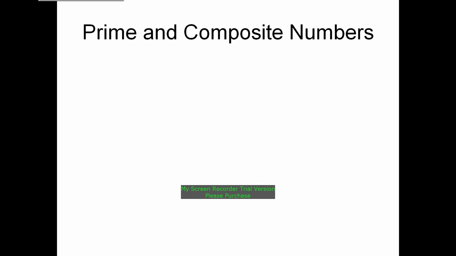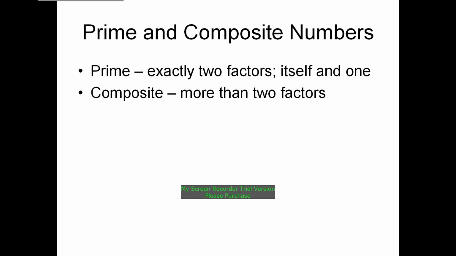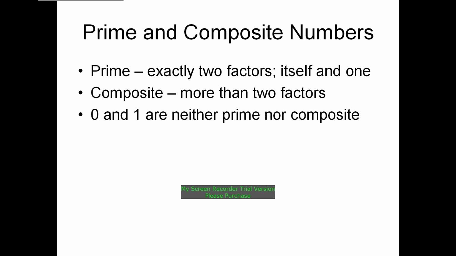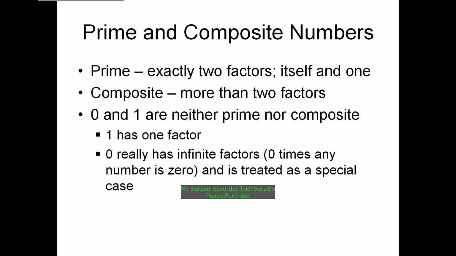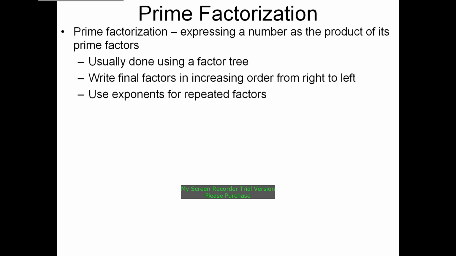Prime and composite numbers. A prime number has exactly 2 factors, itself and 1. A composite number has more than 2 factors, and 0 and 1 are neither prime nor composite. 1 has only 1 factor, so it doesn't meet either definition. And 0 really has infinitely many factors, and it's treated as a special case. It's neither prime nor composite.